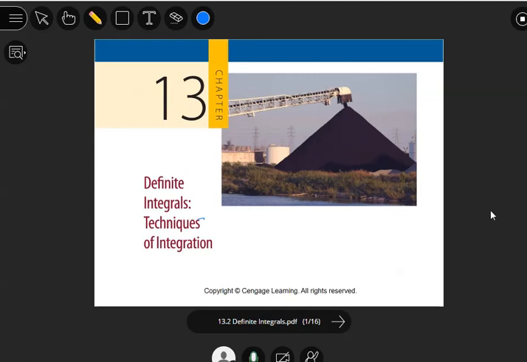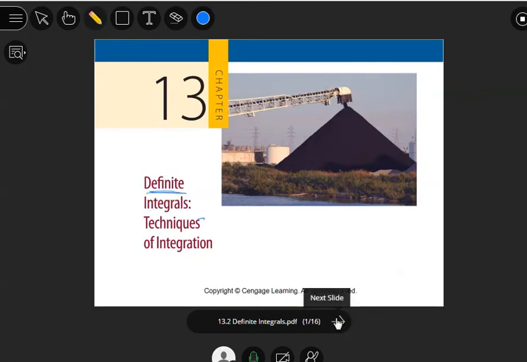So hi everyone, today I am going to discuss chapter 13. This is the beginning of chapter 13. In chapter 12 we have learned about indefinite integrals. Today I am going to start the second step of integrals. We call it definite integrals.